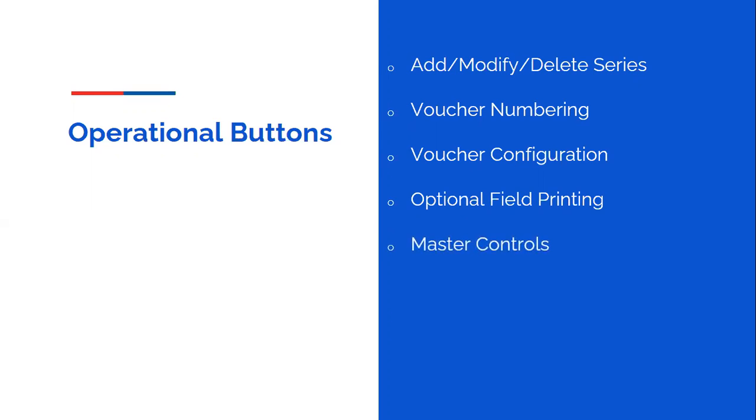Next button is master control. In this button, you have multiple options for master control. After clicking on the button, a window appears and you can restrict the master selection for the transaction in the voucher. Like if you want to restrict the selection of any account, you can restrict the account master or account master group. Then you cannot select the master at the time of transaction. So you can configure the master control through the master control button.